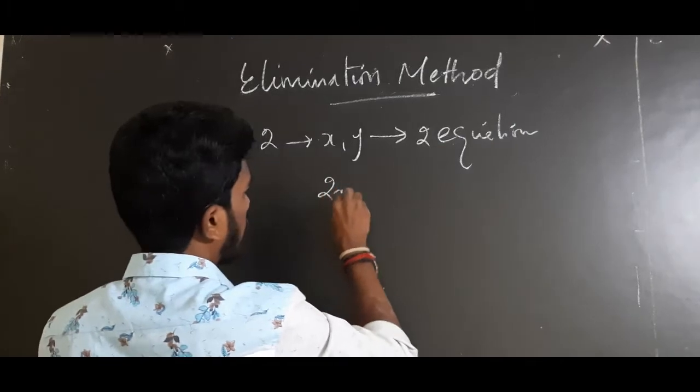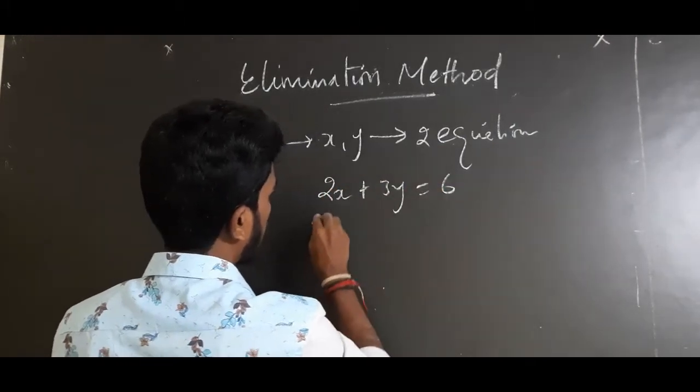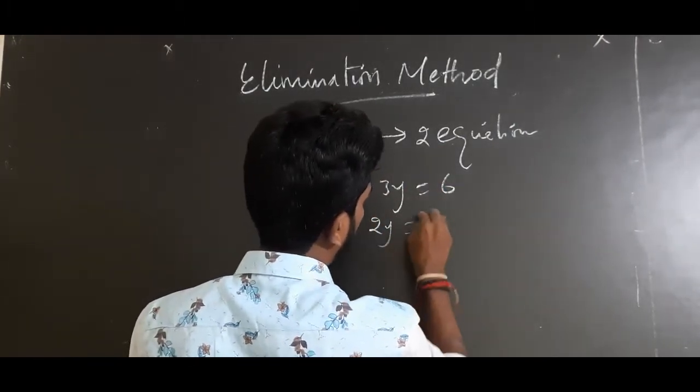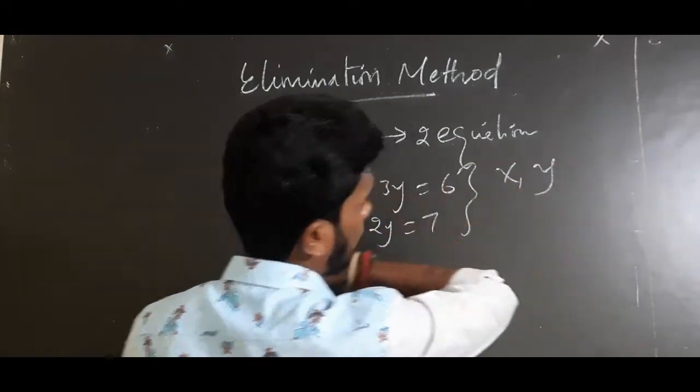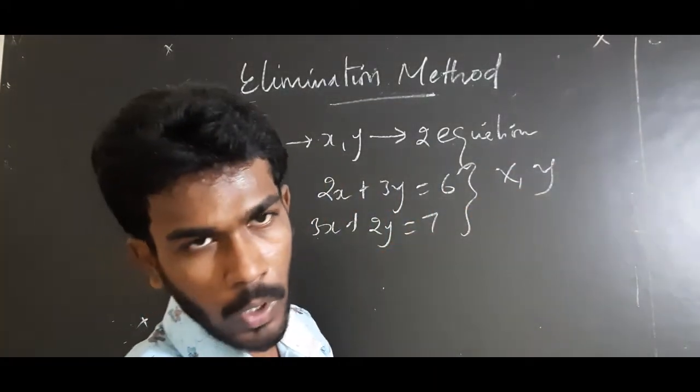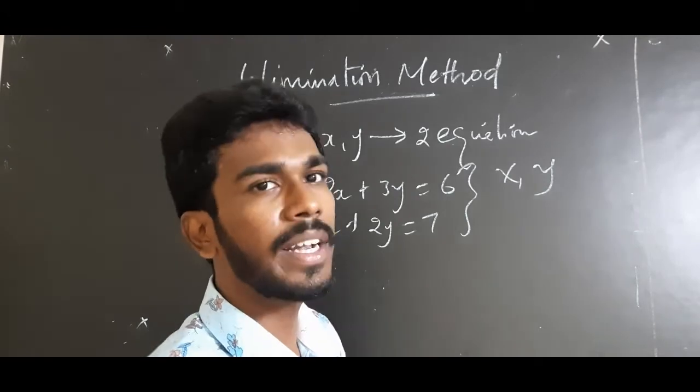For example, 2x plus 3y equal to 6, 3x plus 2y equal to 7. The question is, we have to find x and y. X and y are two unknowns. If you want to find two unknowns, definitely you need two equations.